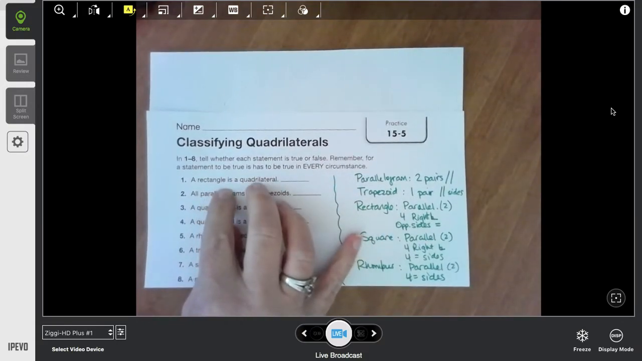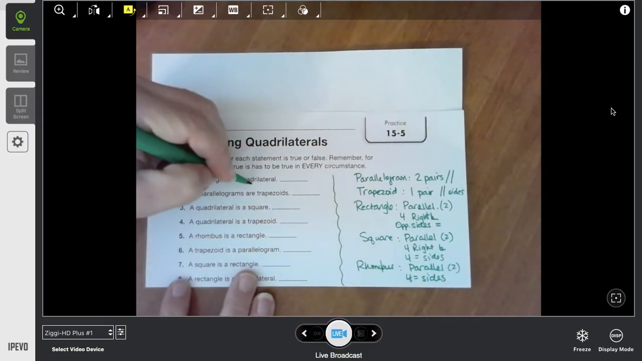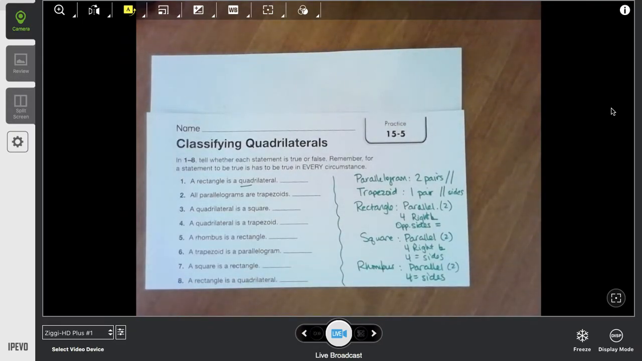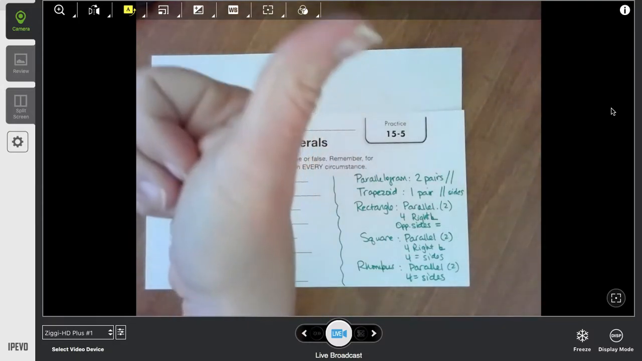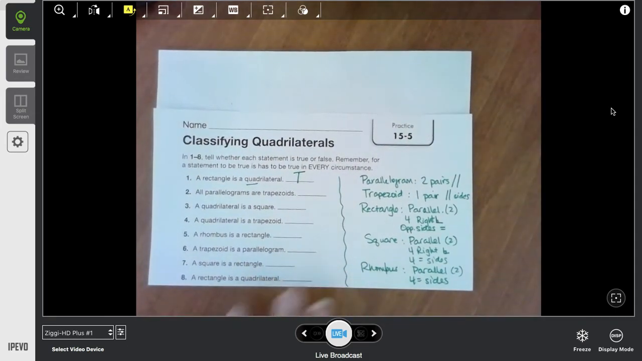A rectangle is a quadrilateral. Does a rectangle have four sides? Yes, it sure does. Does it always have four sides? Yes, it sure does. So this is true. Has to be true.